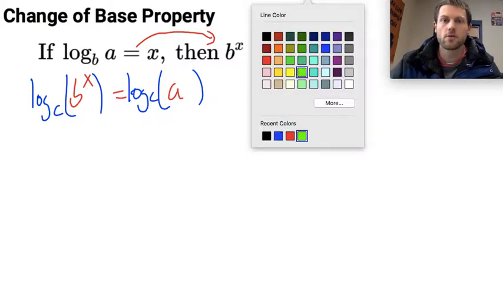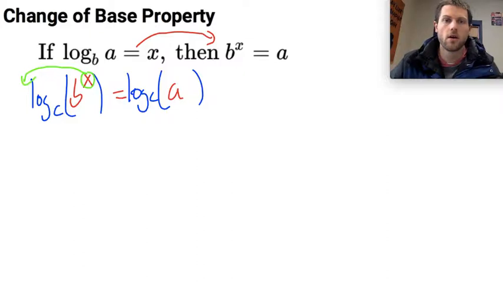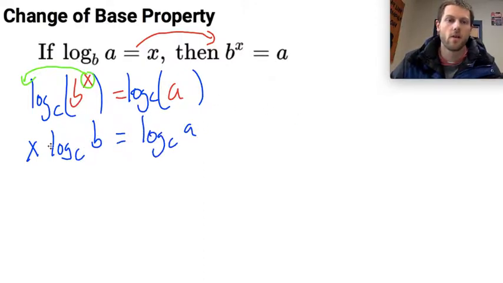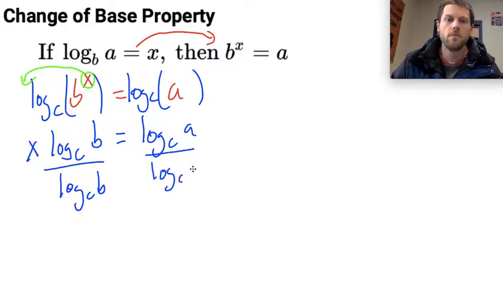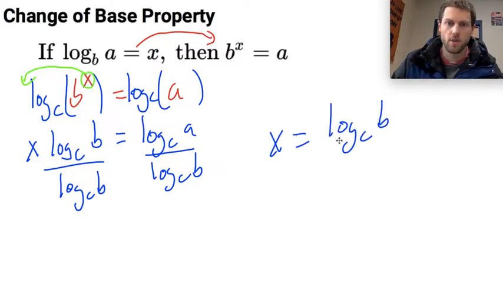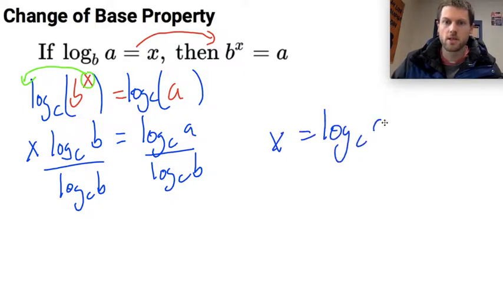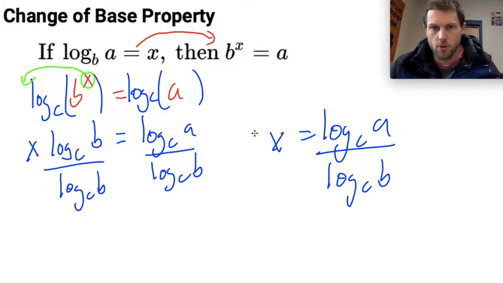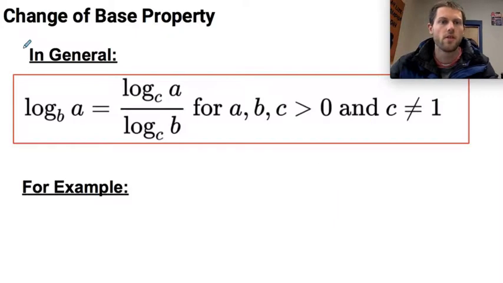Let's change that over to x times log base c of b equals log base c of a. If I want to solve for x, I divide both sides by log base c of b, and I get x equals log base c of a. Oops, sorry, make that an a. x equals log base c of a all over log base c of b. If my handwriting is pretty poor, my bad, maybe you can take a look at this. This is a little bit nicer.